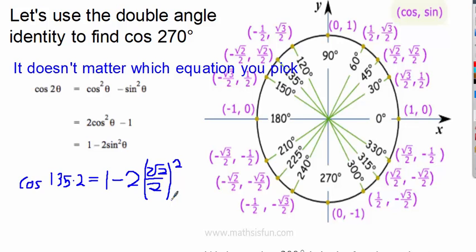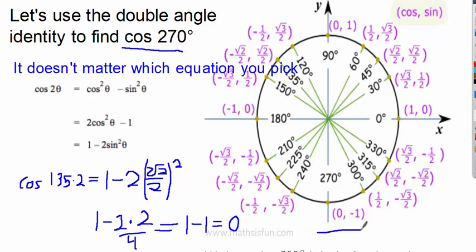Now it's just number crunching. So when we simplify this, we get 1 minus 2 times square root of 2 squared is 2, square root of 2, 4. Well, that whole thing simplifies to 1. So our cosine is 0. Is our cosine of 270 actually 0? Yes, it is.